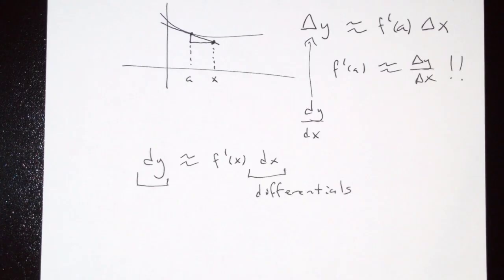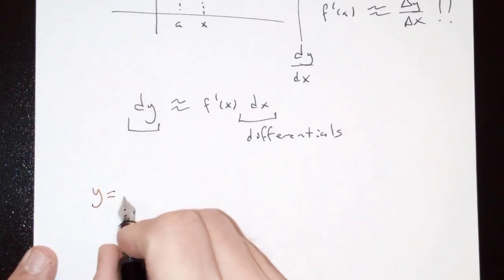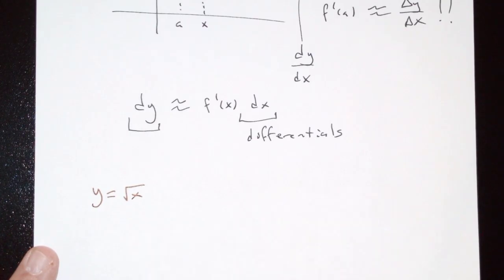We were dealing with the square root. What was the derivative of the square root?